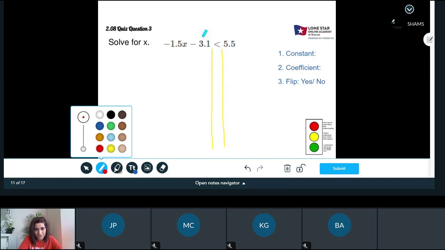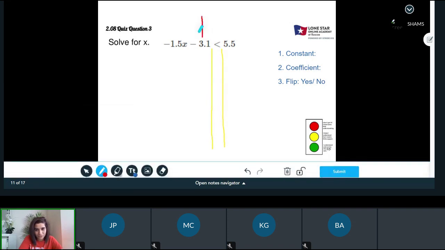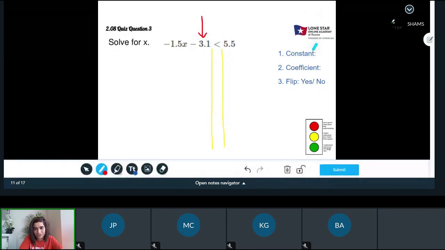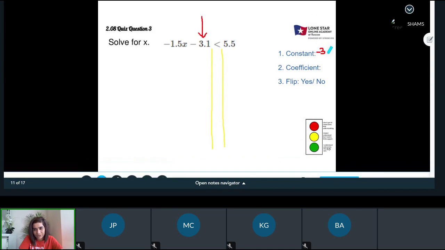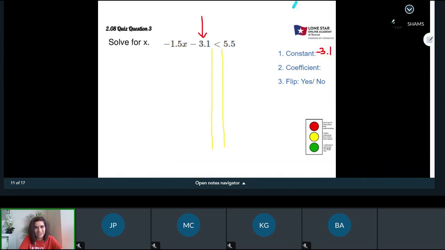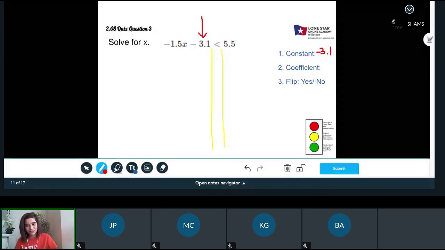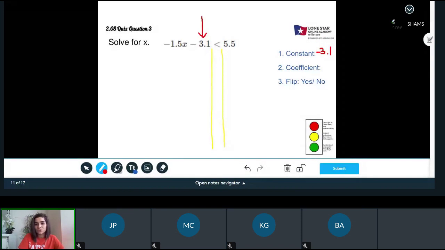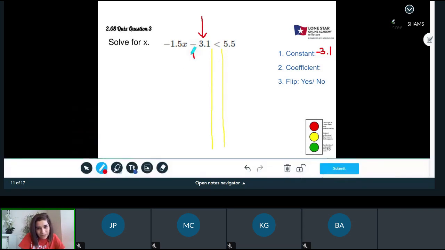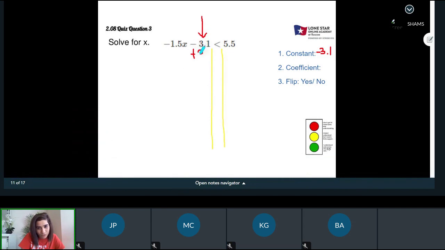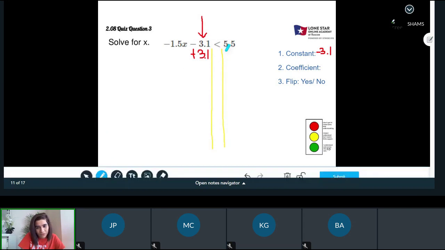Constant is the number that is by itself. In this question, it is negative 3.1. To get rid of this, because I see a negative 3.1, I can also say minus 3.1. I will do the inverse operation. I will undo a minus 3.1 by adding 3.1 on both sides. So let's add 3.1 on both sides. And on this side also.